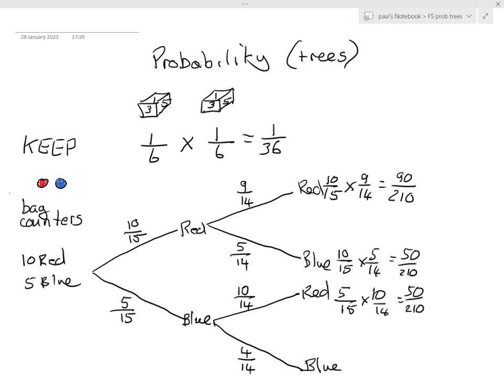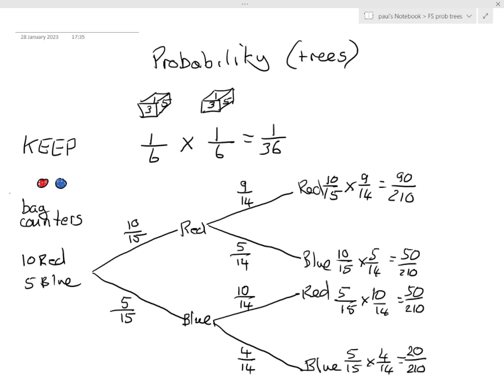And the blues are 5 out of 15 times 4 out of 14. Again, 5 fours are 20, but it's out of 210. So because there are half as many blues as red, we can see that the odds of getting two blues in a row are much worse than getting two reds in a row.